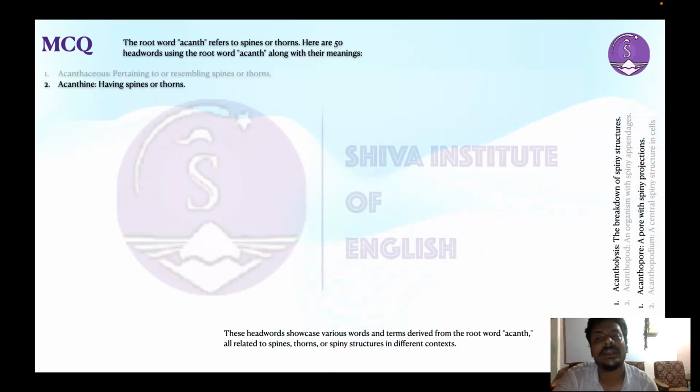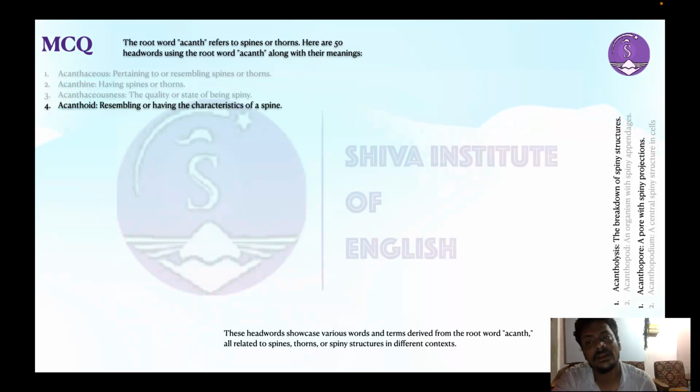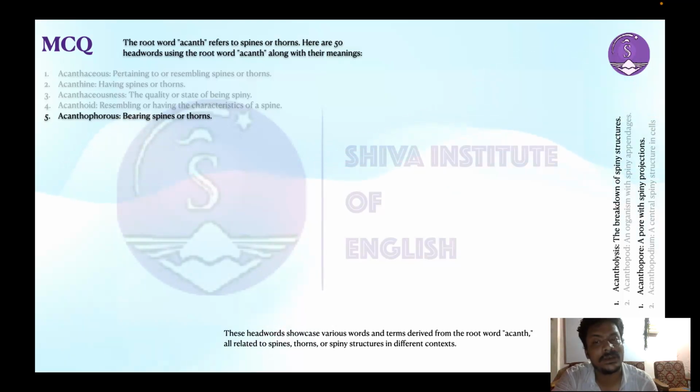Similar to that, we have another word known as acanthine, which means having spines or thorns, right? The next one you would find is acanthousness, which means the quality or state of being spiny. We also have the word acanthoid, which means resembling or having the characteristics of a spine. Acanthophorus, which means bearing spines or thorns. Acanthophorigian, which means a type of fish with spiny fins.